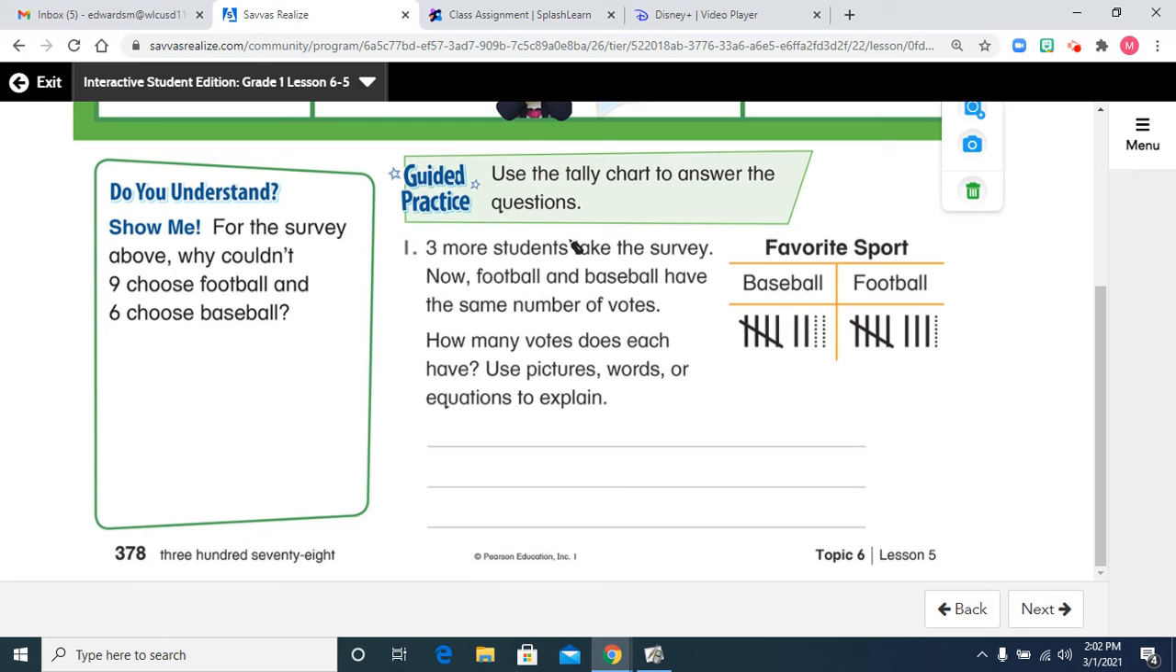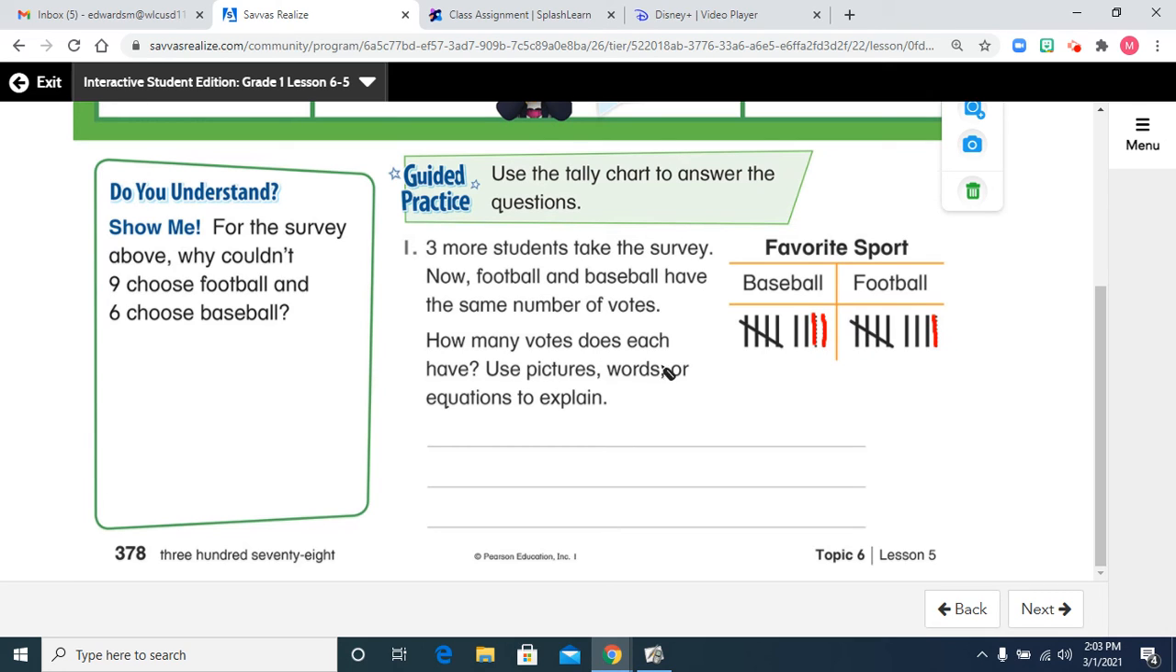Okay, so down here, use the tally chart to answer the questions. Okay, number 1 says 3 more students take the survey. Now, football and baseball have the same number of votes. How many votes does each have? Okay, so we had to add 2 votes to baseball and 1 more to football so that they would be even with 5, 6, 7, 8, 9.